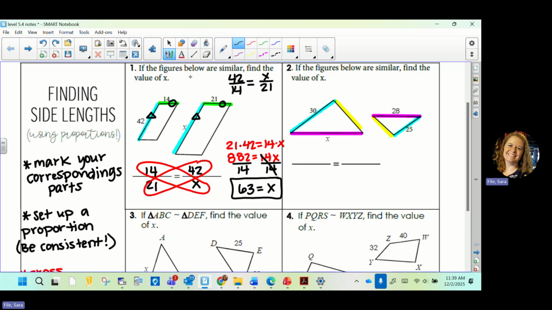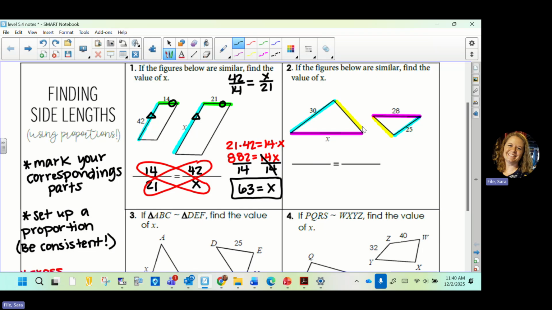Now I'm going to set up my proportion. I'm not using the yellow sides. Neither of the yellow sides are marked. So I'm going to use the pink and the blue. So I could go pink, pink, blue, blue, or pink, blue, pink, blue, or blue, pink, blue, pink. It doesn't matter as long as I'm consistent. Okay, so somebody give me the first ratio you want to use. What to what? How do we want to start this one? Any idea on how to set it up?